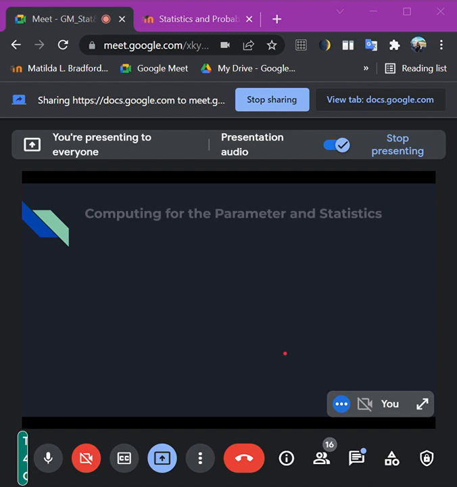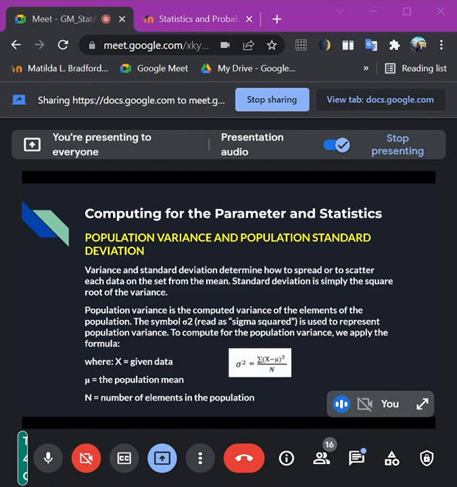Okay? And now let's go to our population variance and population standard deviation. So this is still in our parameter. Okay, parameter, population. So variance and standard deviation determine how spread or scattered each data in the set is from the mean. So whether your data is flat or pointed.